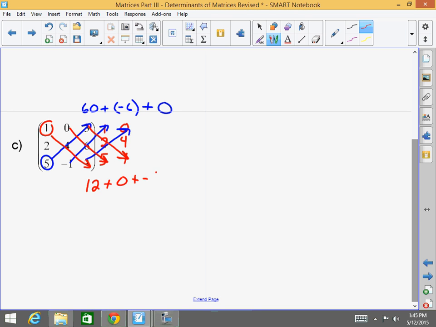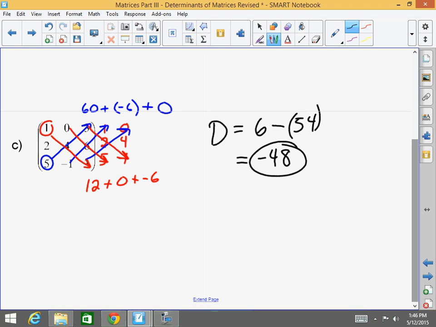Excellent. Okay. So then what would my determinant equal? Negative 48. Okay, this is going to be 12 plus a negative 6, so that's 6, minus 54, which equals negative 48. Excellent. Good job. Does that make sense, gentlemen? Promise? Any questions on determinants, my brothers?